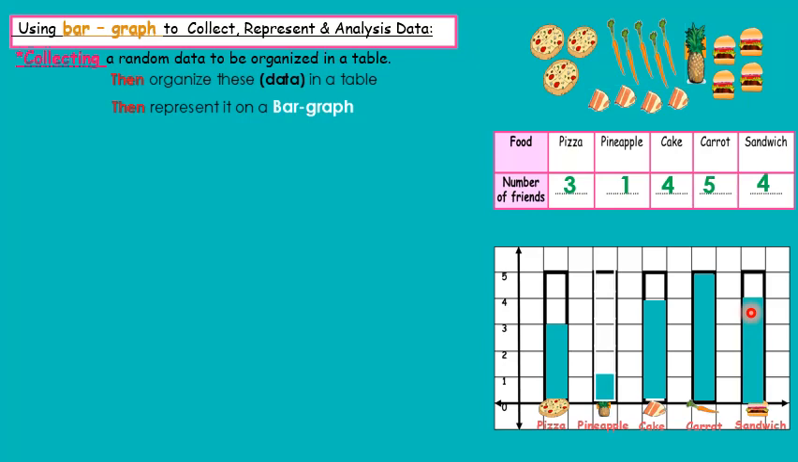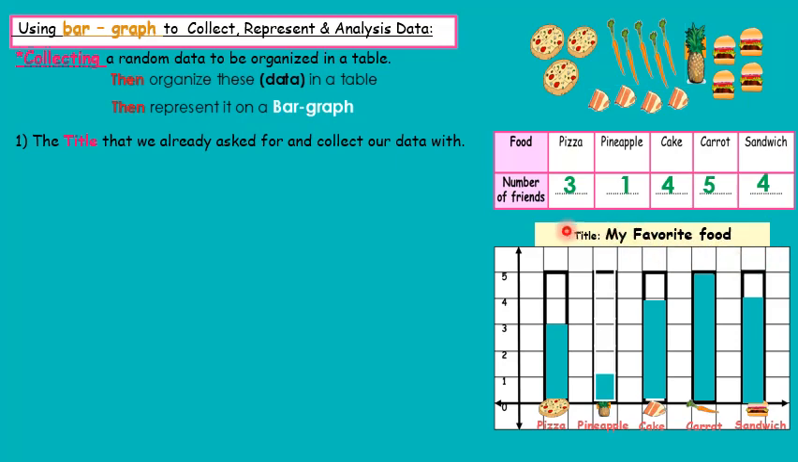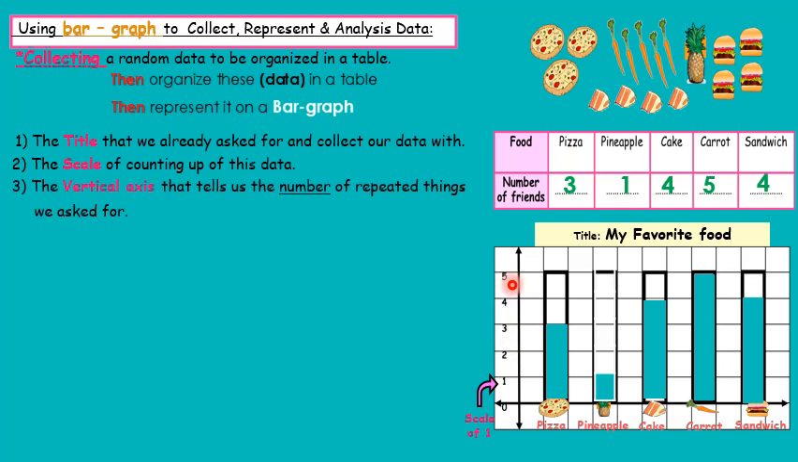So now we can understand how we can represent data on the bar graph and also how we can represent data on the table. Okay, I want to tell you a bar graph consists of many elements. First element is called the title. The title here is my favorite food. Second element is the scale. Here, where is the scale? Here we have a scale of 1. Why do we call this a scale of 1? Because here we count only by 1. 1, 2, 3, 4, and 5.